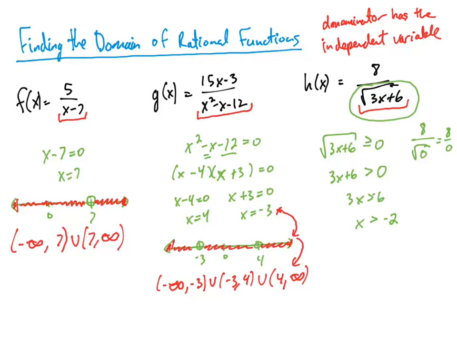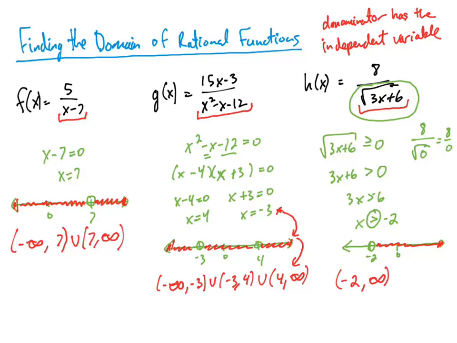All right, so on the number line, we have 0, we have negative 2. Because this is just greater than, we're going to have an open circle on negative 2. Greater than is going to be shaded to the right here. So in this instance, we're going to say the domain is anything above negative 2, but not including negative 2.